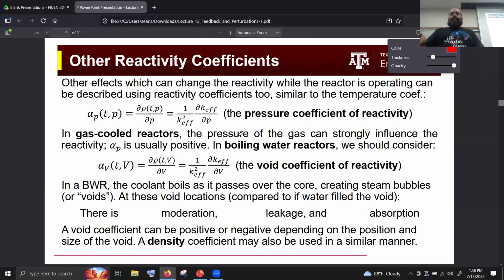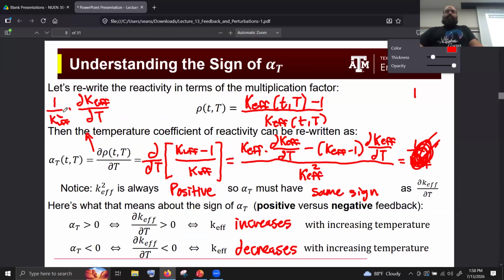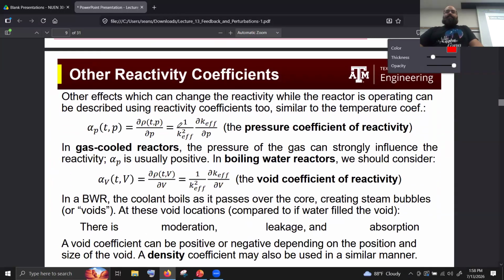Like I was saying, there are lots of different quantities that we can talk about in terms of their reactivity coefficients. We can talk about a pressure coefficient of reactivity, which would be alpha little p. The functional form of this result is the same as what I was saying for the temperature: if it's a pressure coefficient of reactivity, it's 1 over k squared times the derivative of k with respect to pressure.